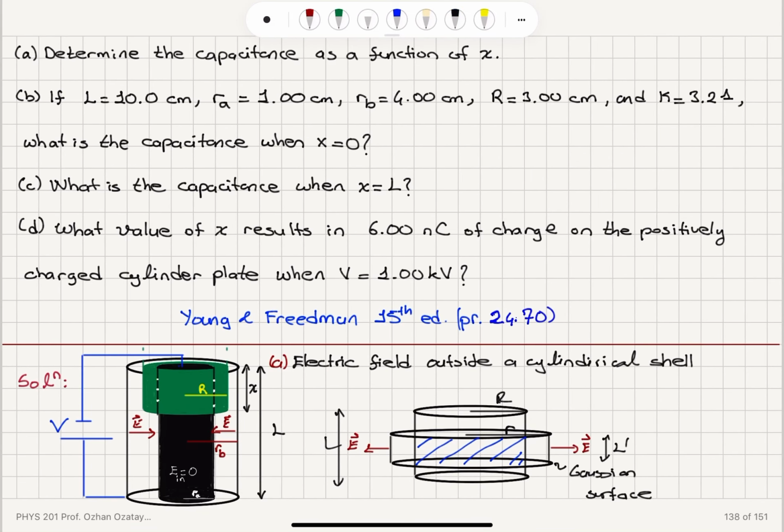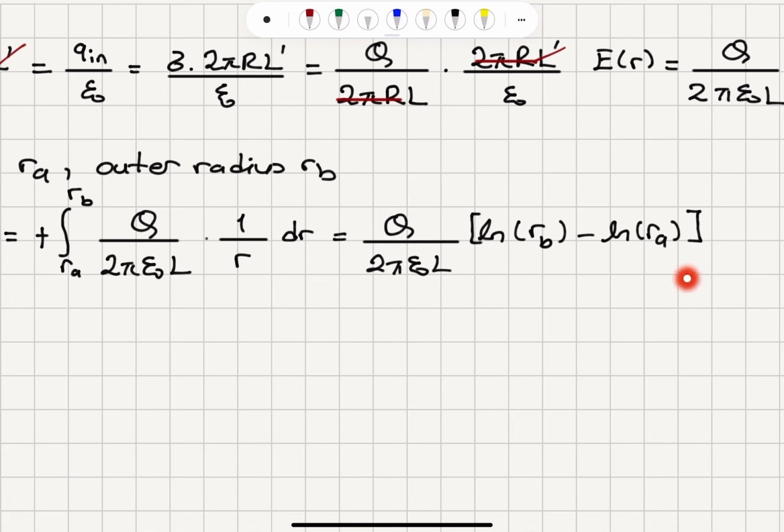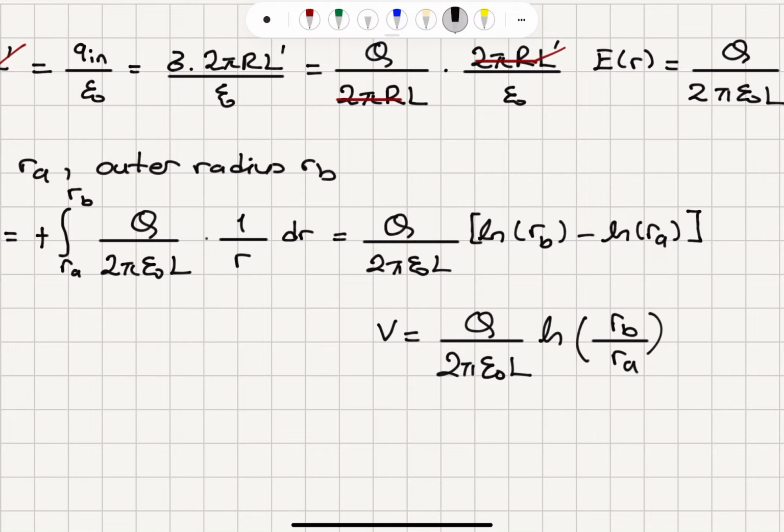So this is negatively charged, this is positively charged. The electric field here is pointing towards the center. So in that case, I will have this as the answer for the potential difference, and that can be rewritten as V equal to capital Q over 2 pi epsilon 0 L natural logarithm of r sub b divided by r sub a.